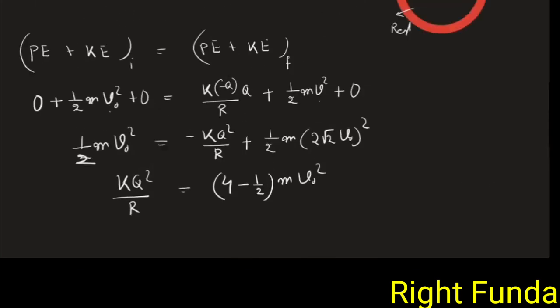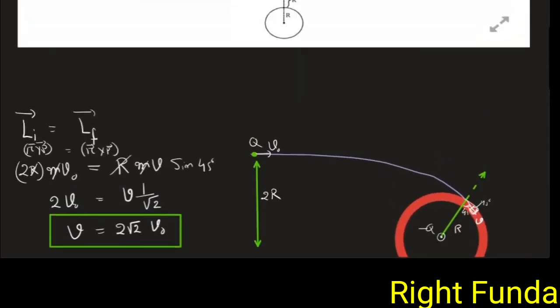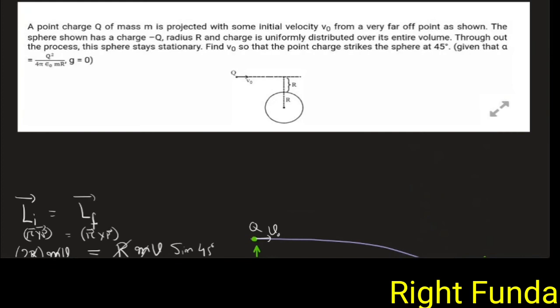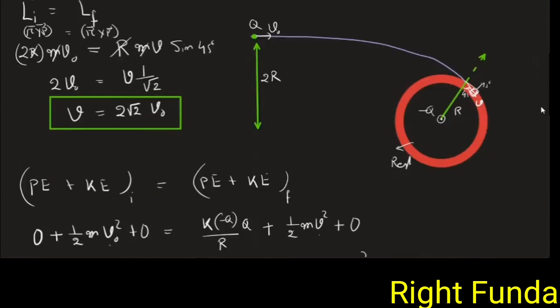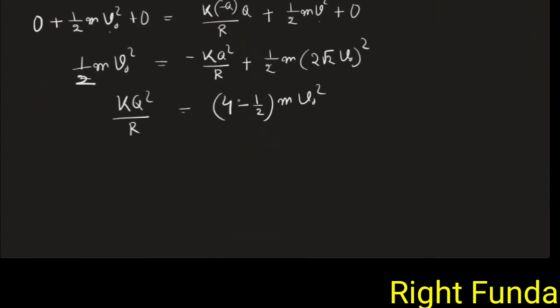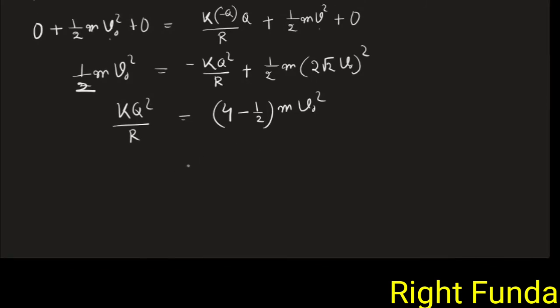So let's see what the question is saying. The question is asking to find v naught. You have to calculate v naught, the initial velocity. So that will be 3 by 2, and so this is my 3.5.